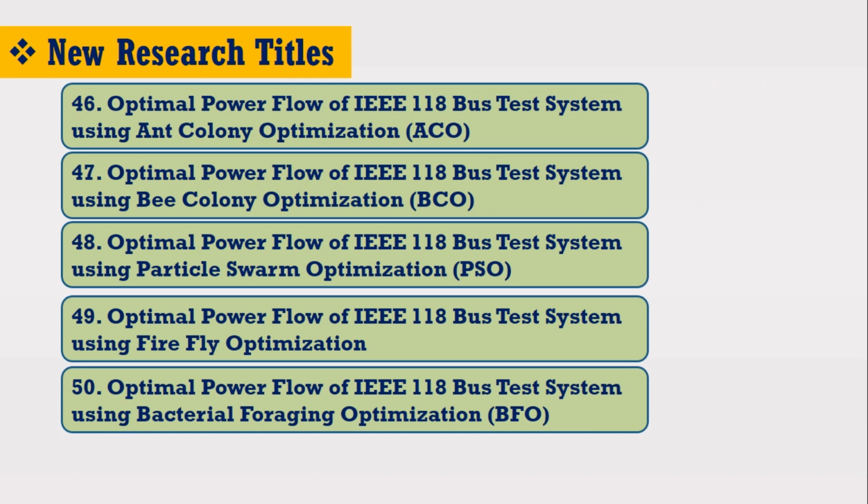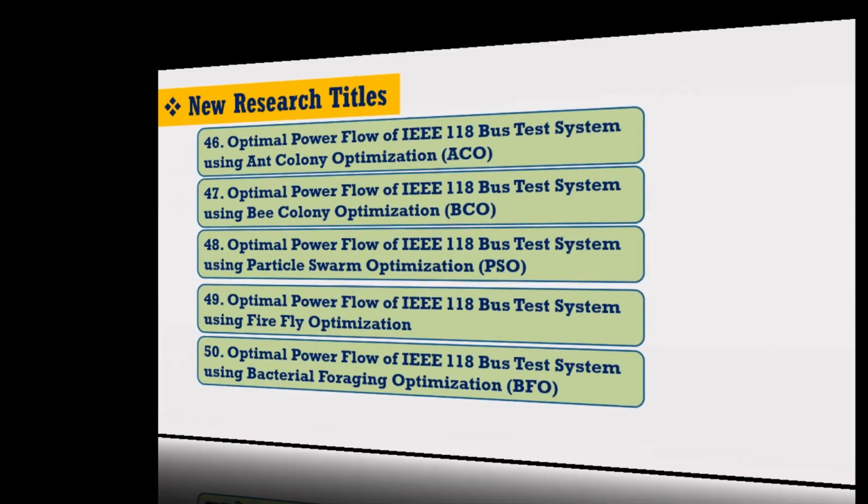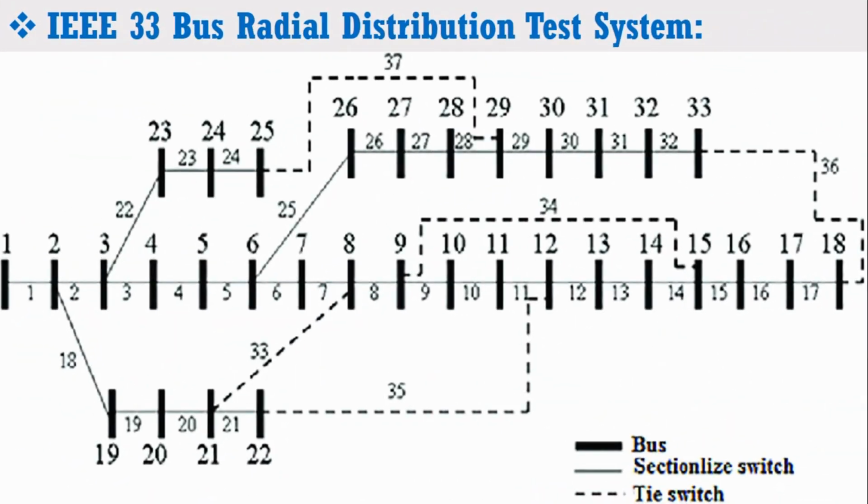Now the question may arise: what are the other methods by which losses can be reduced? Before going to answer this question, first look at this IEEE 33-bus radial distribution system.